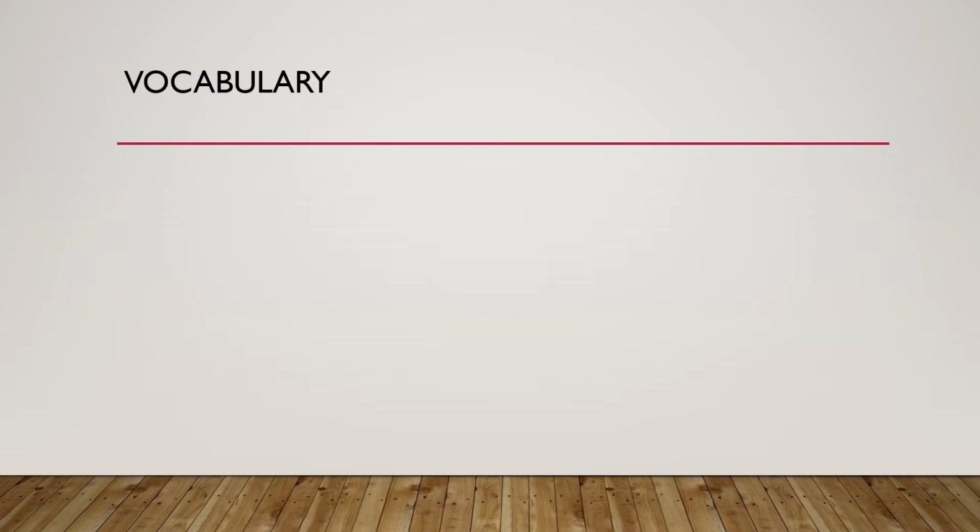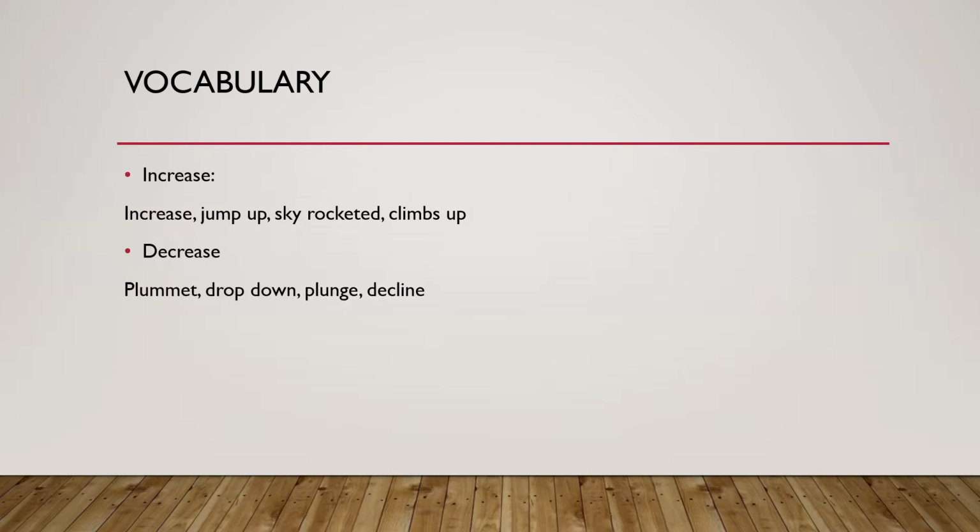So these are the vocabularies that you could take into account, and you could write them down on a piece of paper so that you could use them in your examination. For the purpose of increase, you could use synonyms, like, of course, increase, and jump up, skyrocketed, climbs up. And for decrease you could use plummet, drop down, plunge, decline, and so on. You could gather this kind of vocabulary on different platforms, like online.